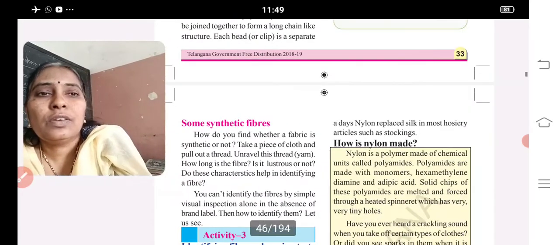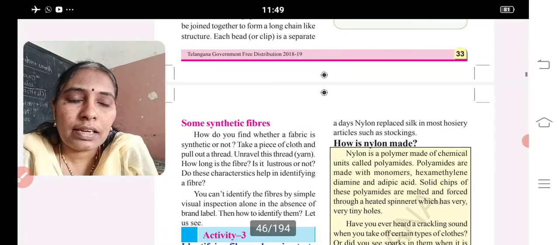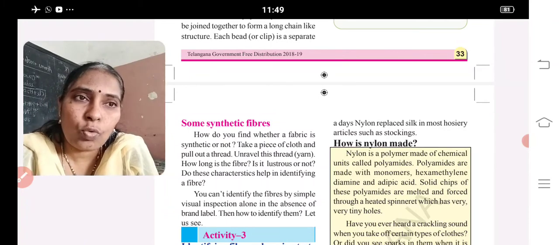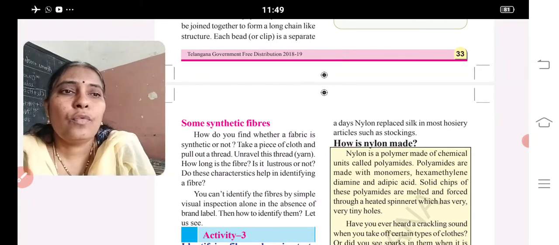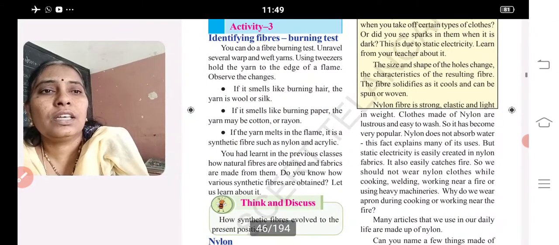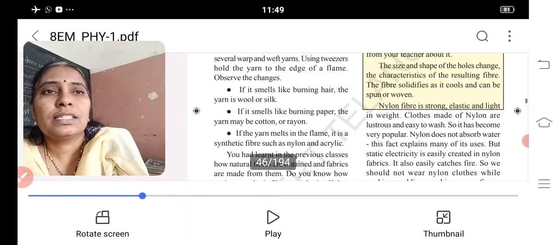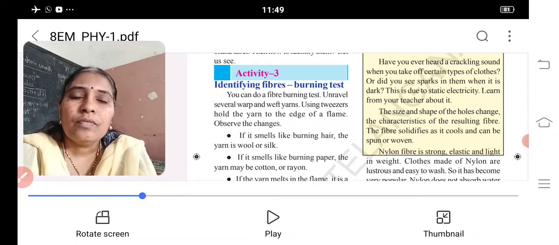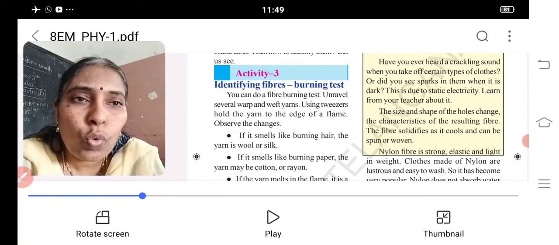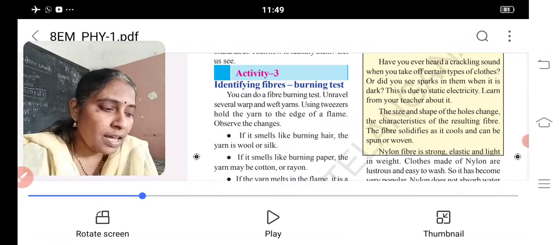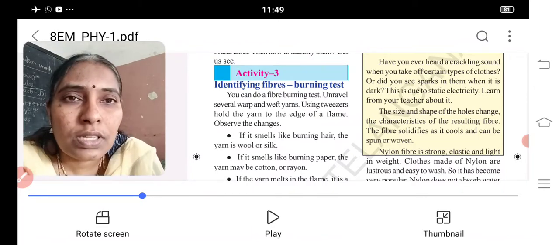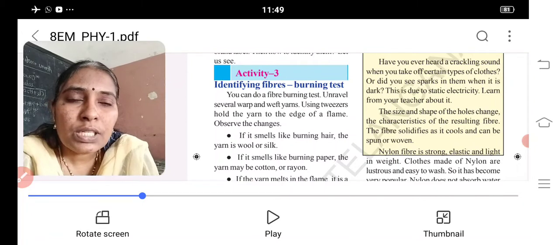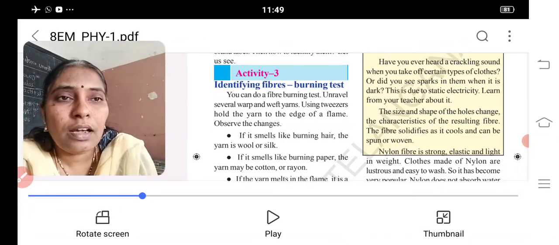Some synthetic fibers are nylon, rayon, acrylic, polyester, terracotta, terry-wool. All these are synthetic fibers. And first, the burning test for natural and synthetic fiber. If it smells like burning hair, the yarn is said to be wool or silk. Take a yarn and burn it with the help of tongs on a candle. If it burns and gives a smell of burning hair, then such a fiber is said to be wool or silk.